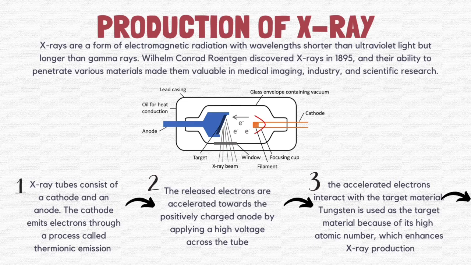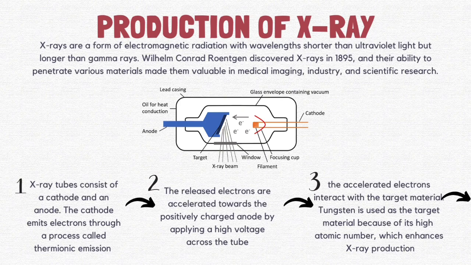Next is the acceleration of electrons. The released electrons from the cathode are accelerated towards the positively charged anode, usually made of tungsten, by applying a high voltage across the tube. The voltage can range from tens of thousands to hundreds of thousands of volts.